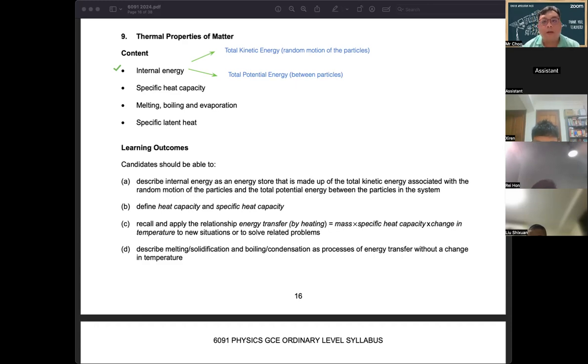The next thing, have you all learned this in school? The next part here, specific heat capacity or heat capacity and specific heat capacity. If you learned this in school, give me a yes reaction. If you have not learned this in school, give me a no reaction, because it will take a bit of time to learn this.